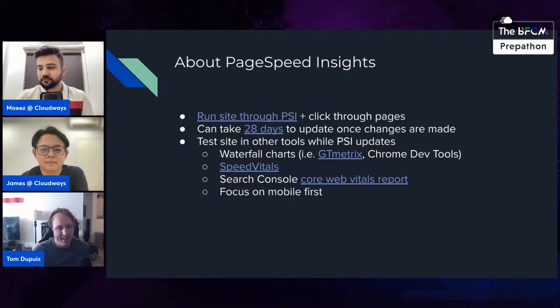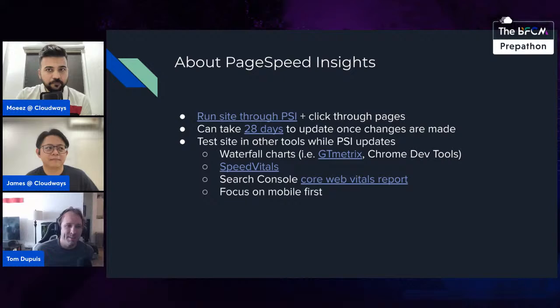Speed Vitals is another great tool for measuring Core Web Vitals, and they also have a time to first byte test that measures TTFB in about 35 global locations. So that's really good for determining whether your hosting and CDN are actually doing a good job. The Search Console Core Web Vitals report, and obviously focus on mobile first.